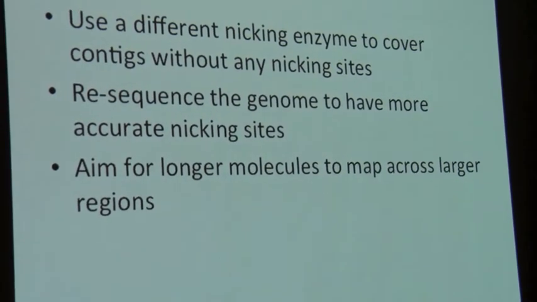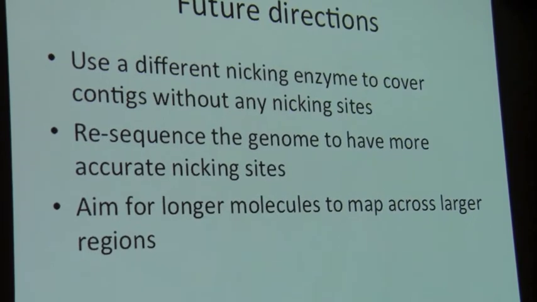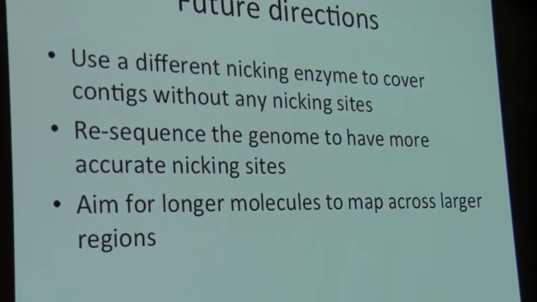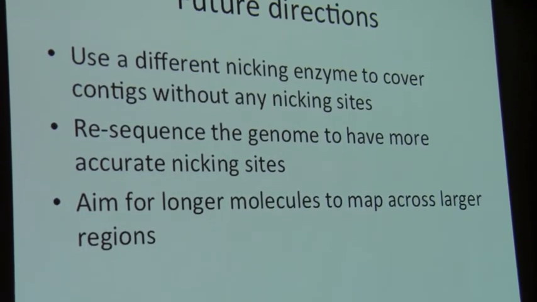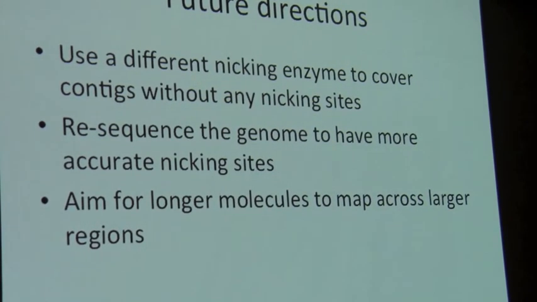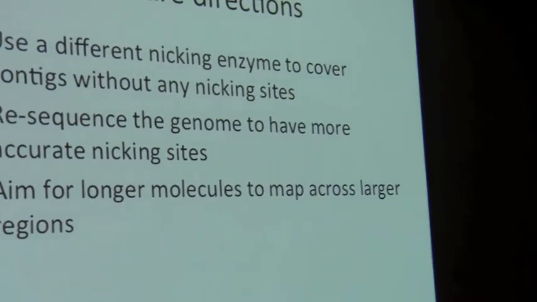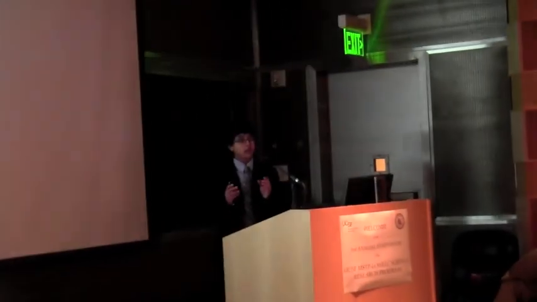So in future directions, we should use a different nicking enzyme to cover contigs without any nicking sites. That last 30%, a lot of those sequencing contigs don't have nicking sites for the specific nicking enzyme which we have used. So if we use a different nicking enzyme, we should be able to label those specific sequencing contigs. We should also resequence the genome to have more accurate nicking sites in the sequencing contigs. And as always, aim for longer molecules to map across larger regions of the genome.